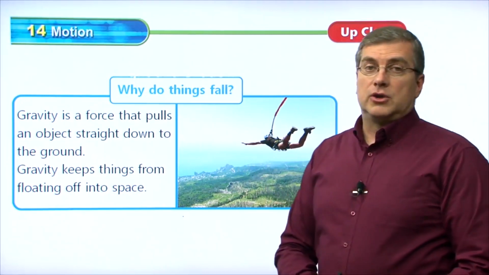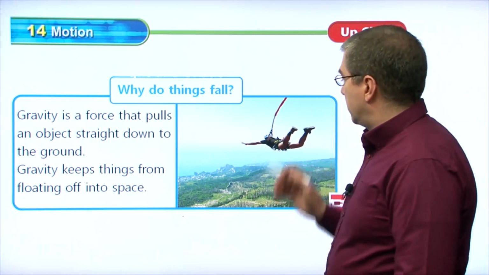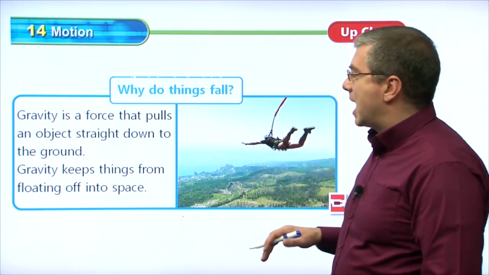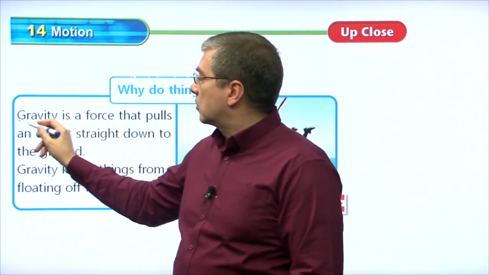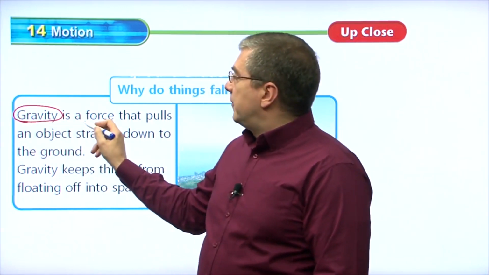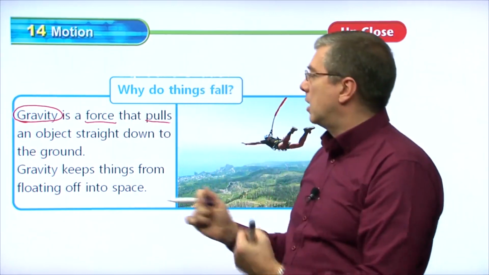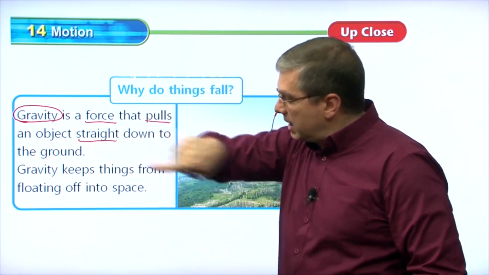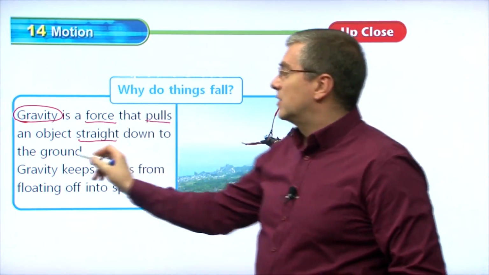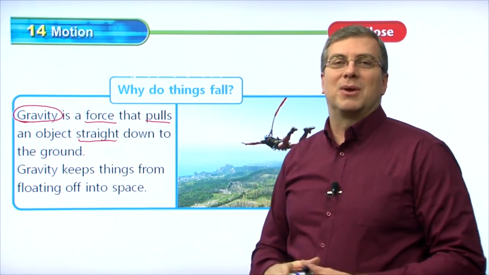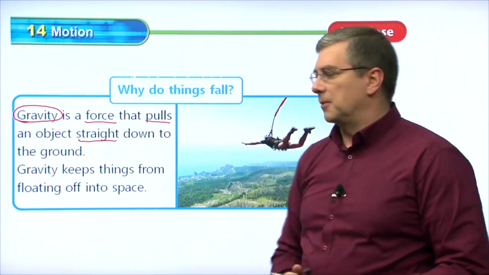Okay, let's take a look at our chart here. We're talking about a certain type of force, right? Somebody is falling in the air. And the force that's making this person go to the ground is, of course, gravity. Gravity is a force. It's a type of force. What does it do? It pulls an object straight down. Not in a zigzag, right? Not in a curve, but straight down to the ground, okay? That's important to remember. Gravity doesn't make something fall in a zigzag pattern. That's kind of silly. It falls straight down.